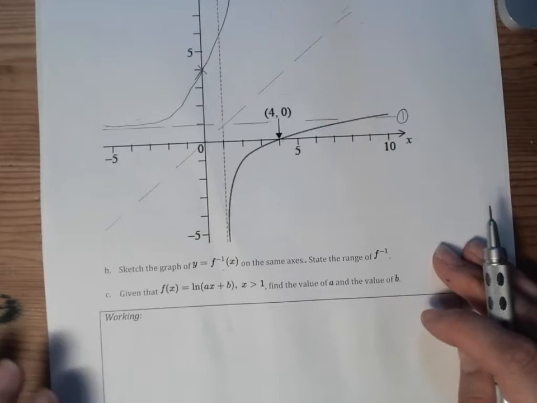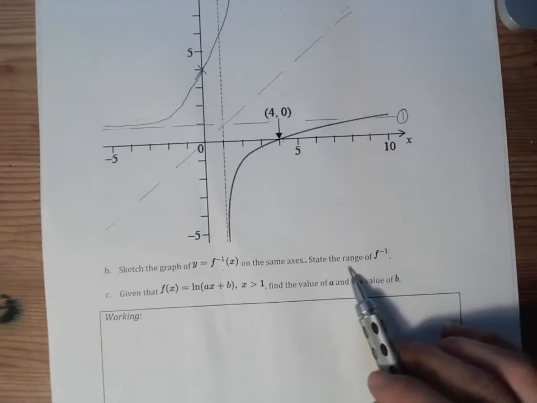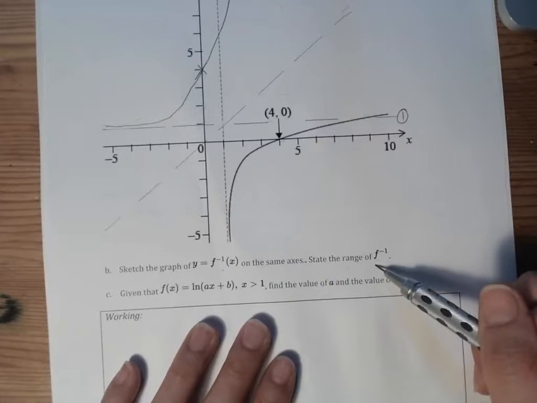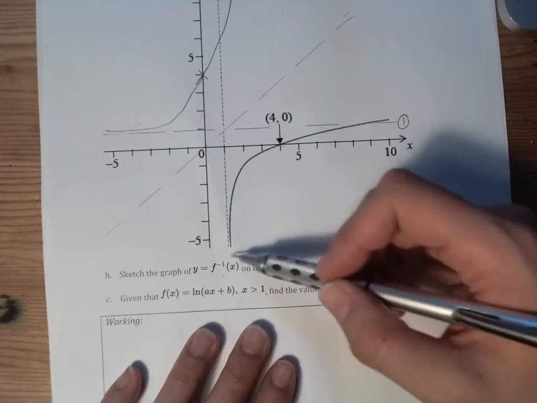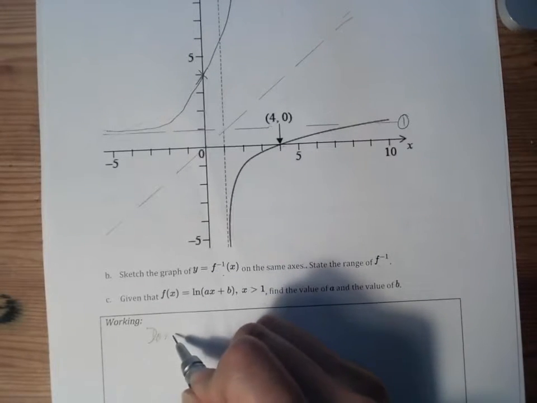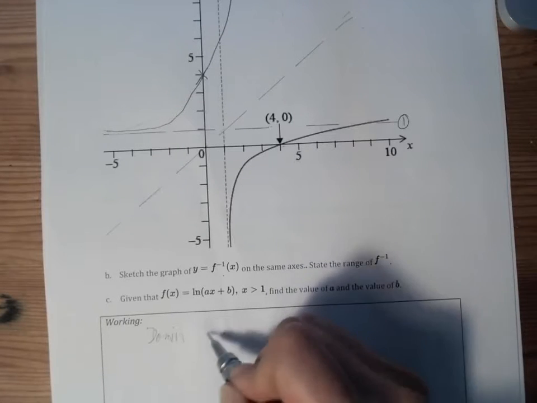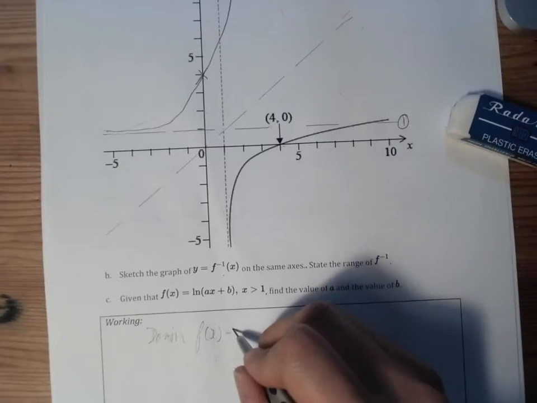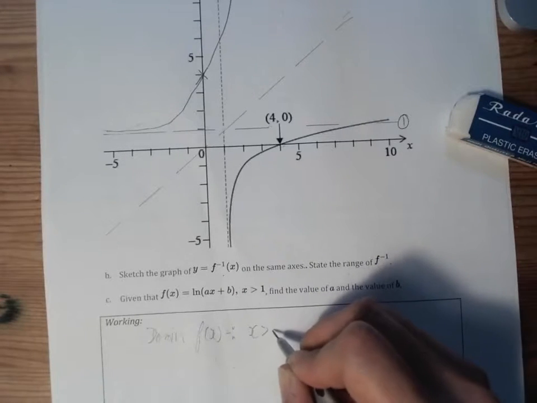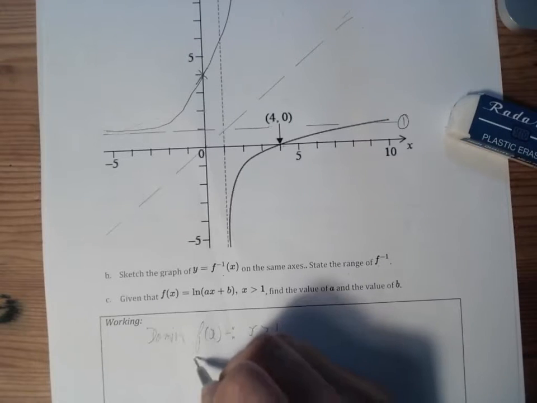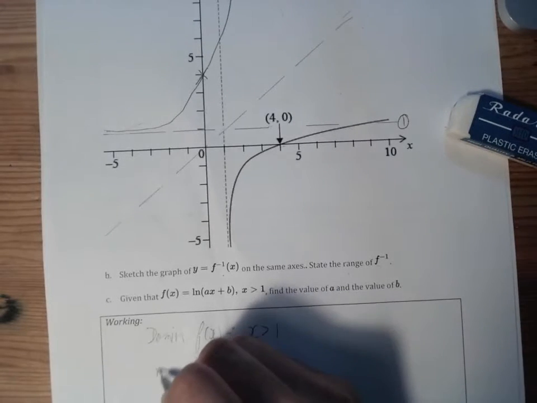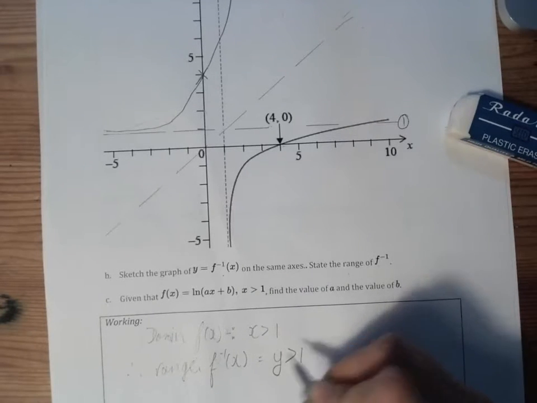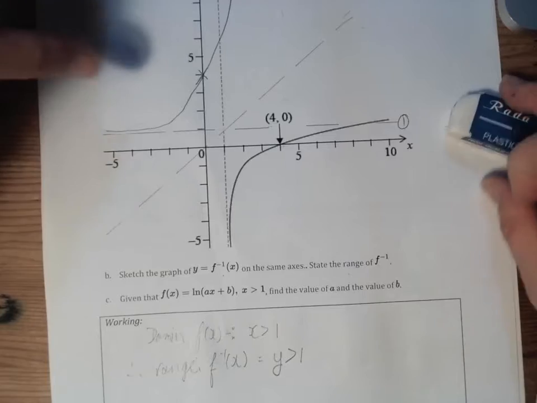The next 5 points we need to get is the range. We need to separate the range so we can find the domain of the original function. The domain of f(x) is x bigger than 1. Therefore, the range of the inverse function will be y bigger than 1. Make sure you use y, otherwise you lose a point.